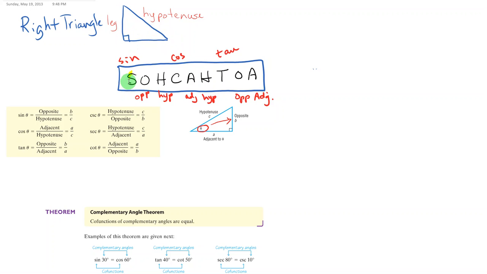We've talked about this before, the acronym that helps you with this information here. Sine is opposite over hypotenuse, SOH. Cosine is adjacent over hypotenuse, CAH. Tan is opposite over adjacent, TOA. And so if you can remember SOHCAHTOA, you can always remember those. And the opposite is, if you look at your angle, wherever your angle is, just go directly across from it. That's your opposite piece.